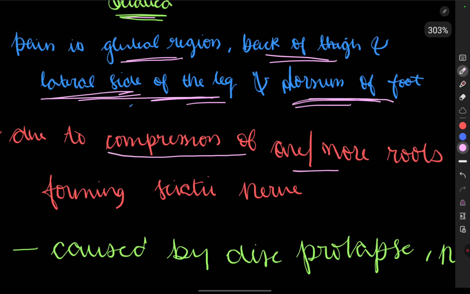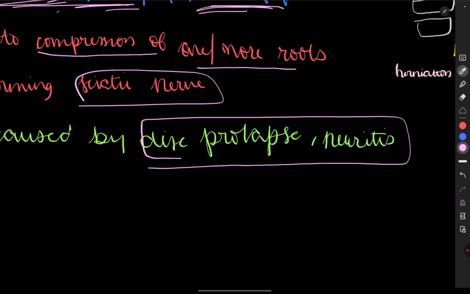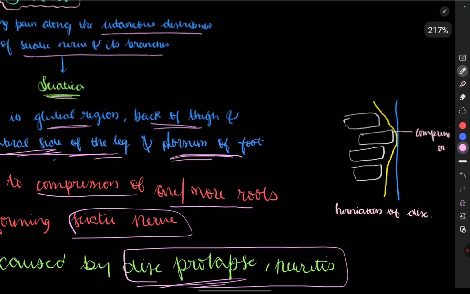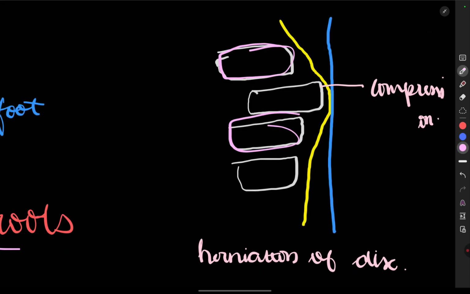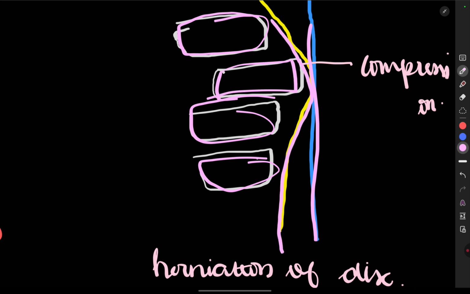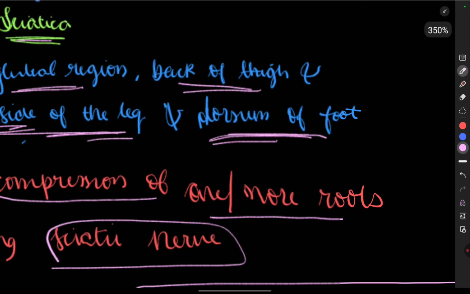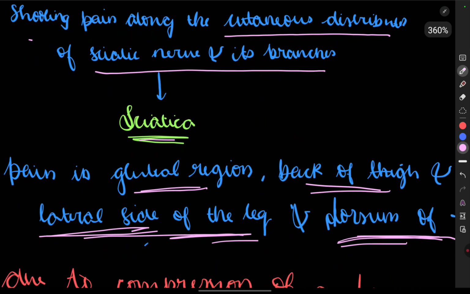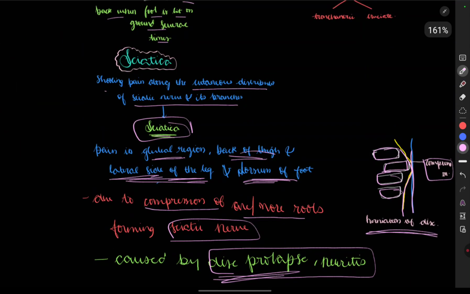It is due to the compression of one or more roots forming the sciatic nerve, caused by disc prolapse or neuritis. Disc prolapse is also called herniation of the disc. So suppose these are the discs. If you lift heavy weights, or if it slides over, the nerve between them gets compressed because the disc applies pressure on the nerve. So nerve compression occurs due to herniation of the disc, due to which shooting pain is seen in the gluteal region, back of the thigh, lateral side of the leg, and dorsum of the foot, called sciatica. It is the most common compression of the nerve.